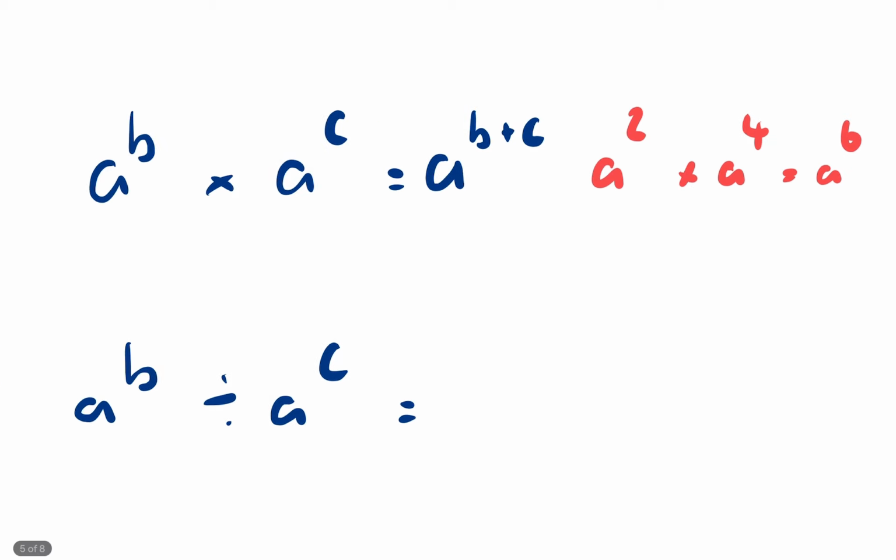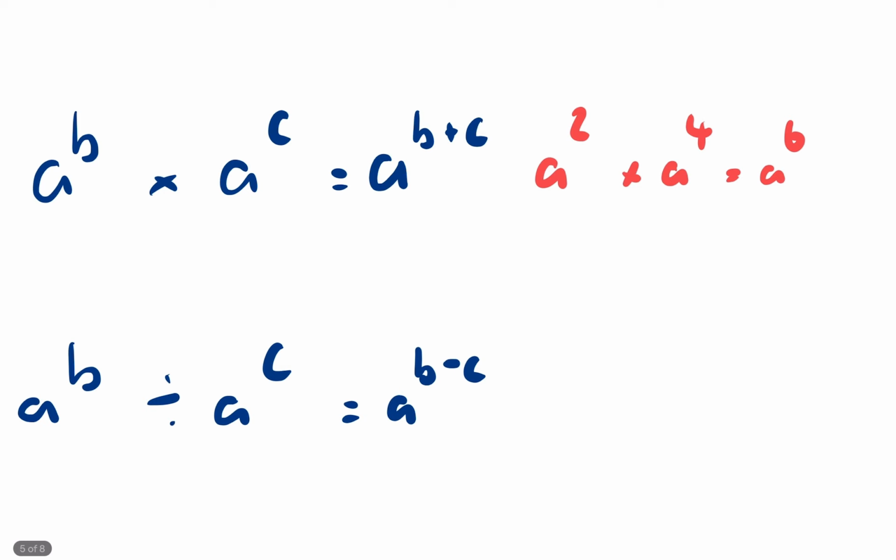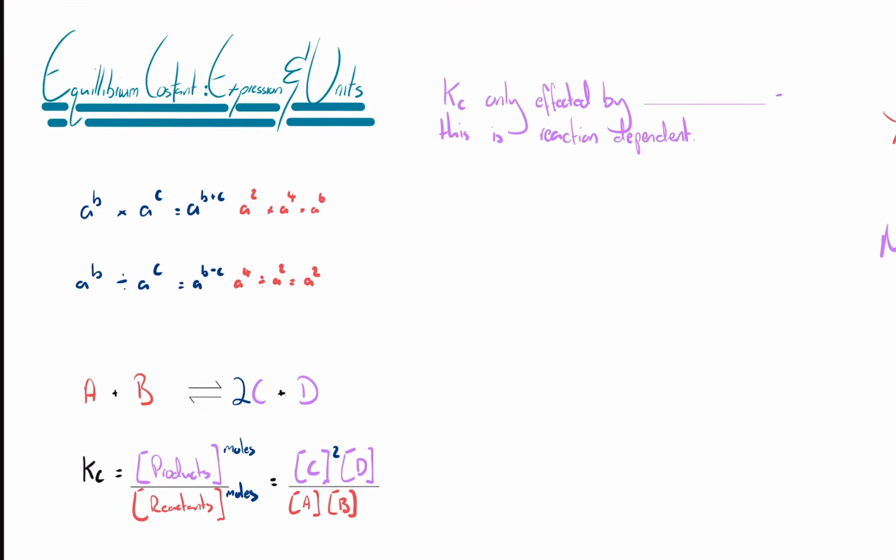Now, for divide, it works the opposite way around. So here, A to the power of B divided by A to the power of C is going to be A to the power of B minus C. So again, if we take that same example, maybe if we do it the other way around, A to the power of 4 divided by A to the power of 2, that's going to be A to the power of 2, right? Because we're doing our 4 minus our 2. And that's going to become important when it comes to working out what our units are.